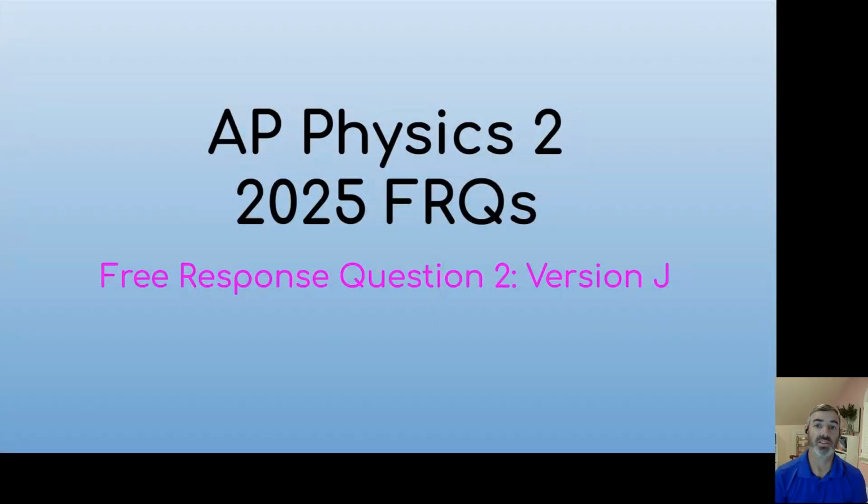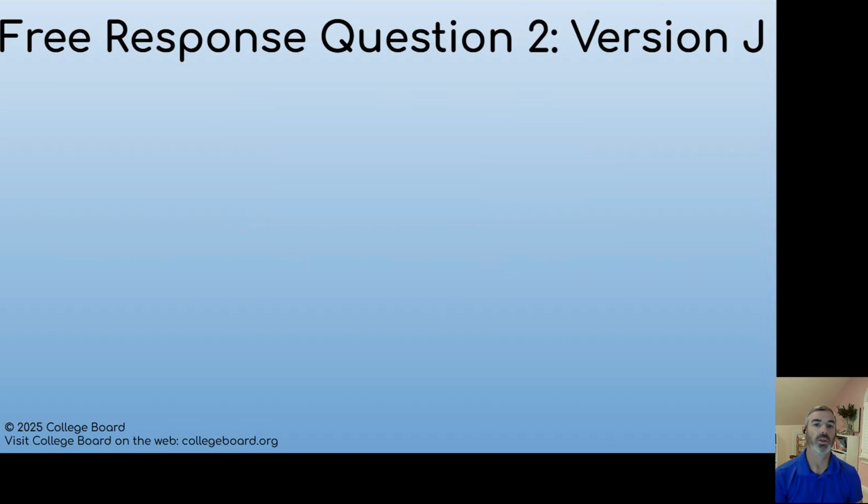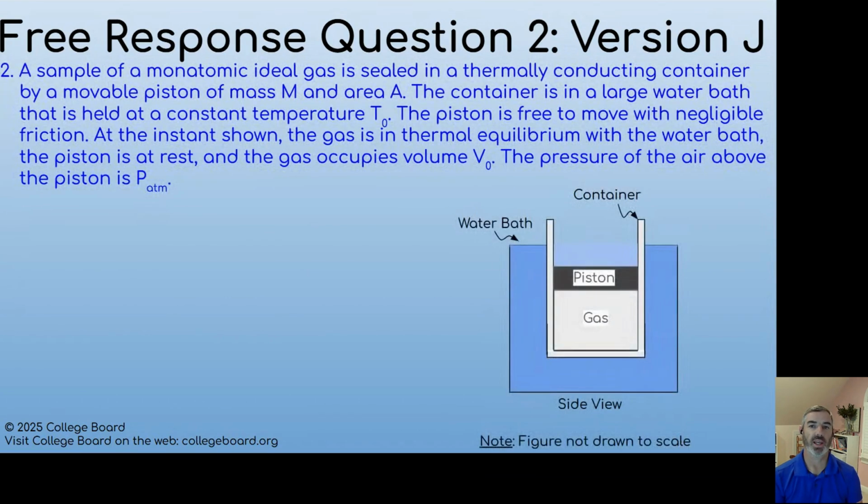In this video, we're going to continue the 2025 AP Physics 2 FRQs. This is question 2 on version J. The question gives us a movable piston inside of a water bath that is held at constant temperature. It gives us information about the situation in terms of the volume, the area, the mass of the piston, and it tells us that there's a pressure exerted by the atmosphere downward on the piston.